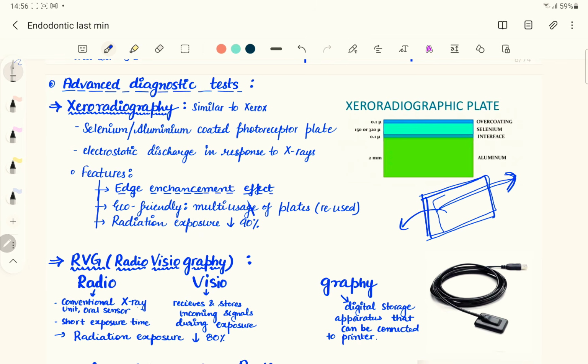This plate contains a selenium or aluminium coating, which is why it is known as a selenium aluminium coated photographic plate. It is basically similar to a Xerox machine: the same way you get the Xerox, you get the image on the computer screen due to the electrostatic discharge in response to the X-rays. The added advantages of xeroradiography are the edge enhancement effect of this technique, and it is eco-friendly since you can use this plate multiple times. Also, the radiation exposure to the patient is reduced by 90%.